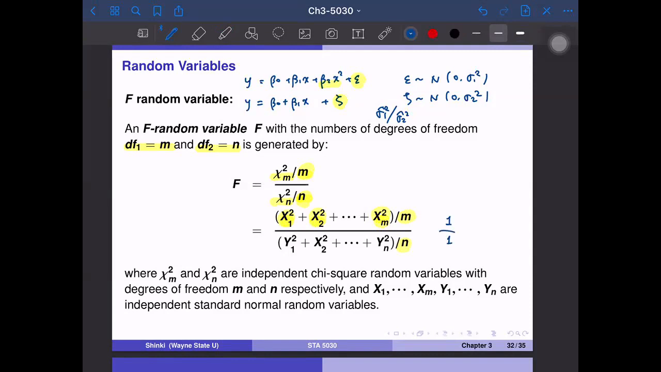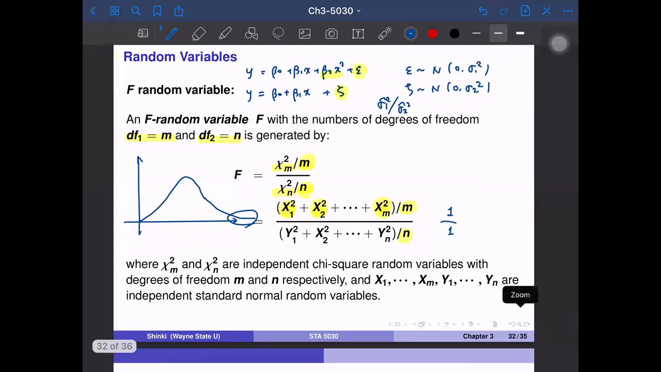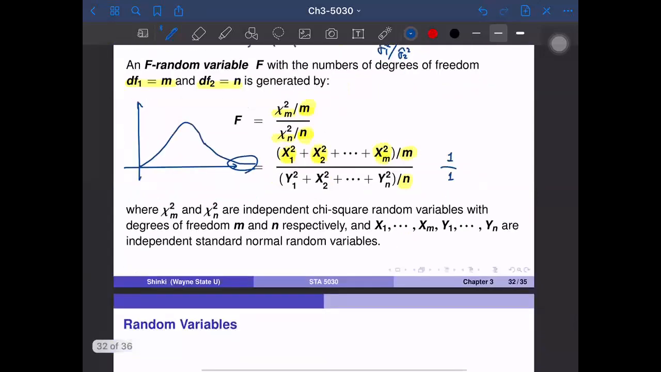And the shape of the distribution is most of the time a skewed distribution. And if degrees of freedom 1 is small, often we have this kind of distribution. If df1 and df2 are both large, we have an almost normal distribution, but with a slightly heavier tail on the right-hand side. So this is the idea and the definition of F distribution.